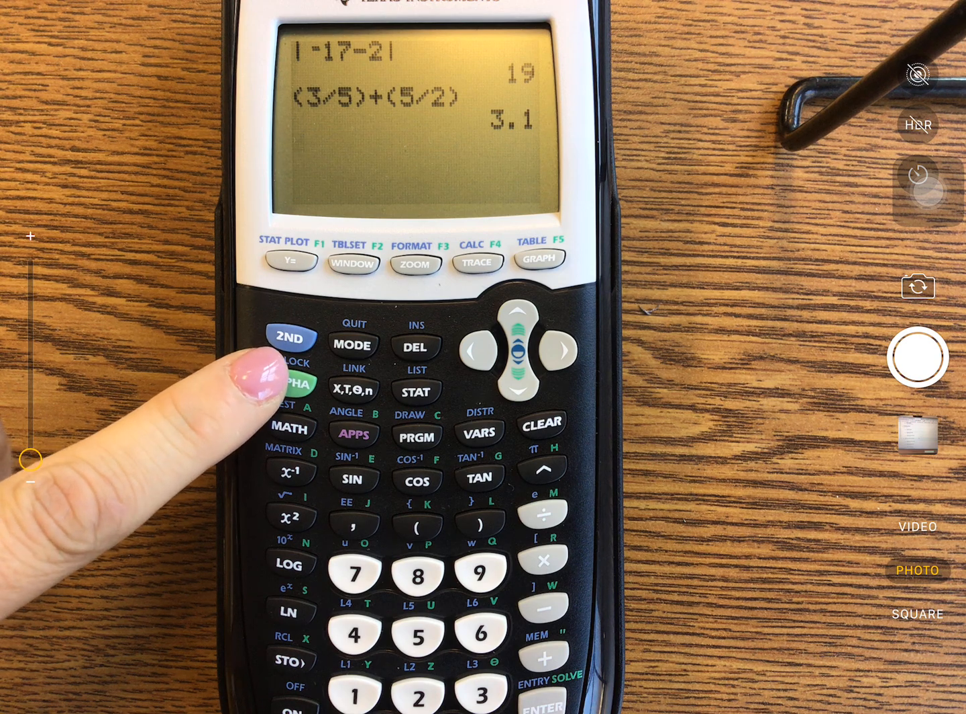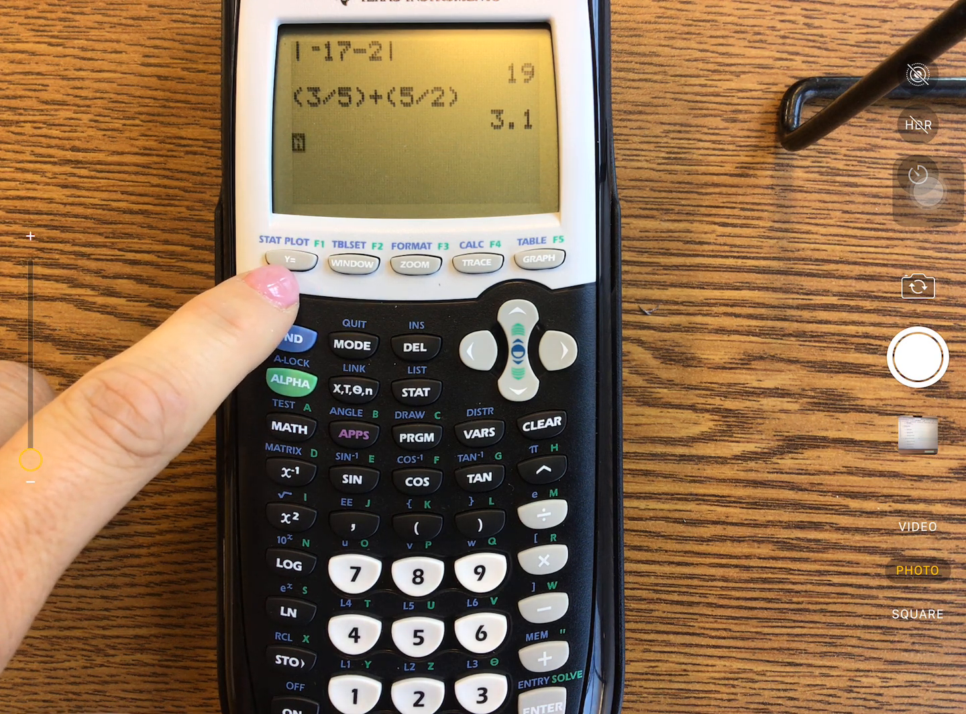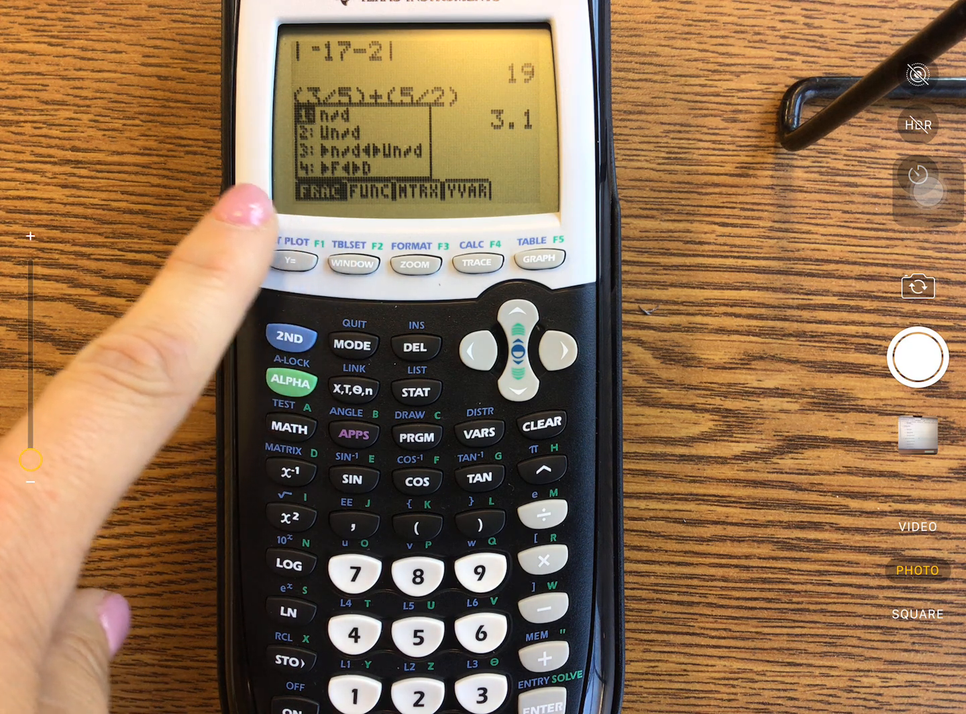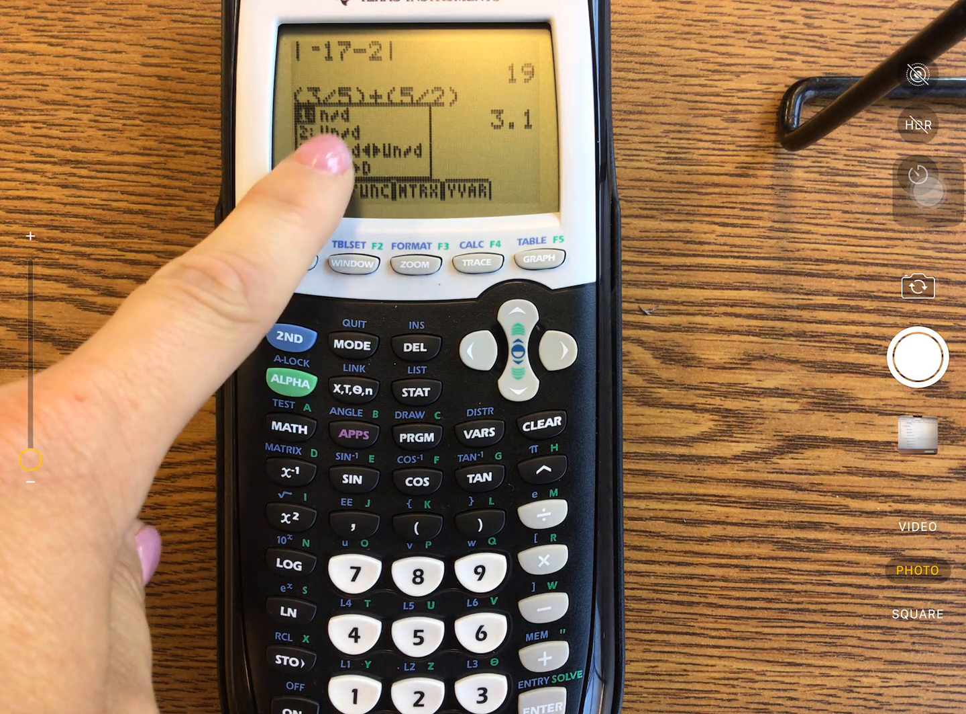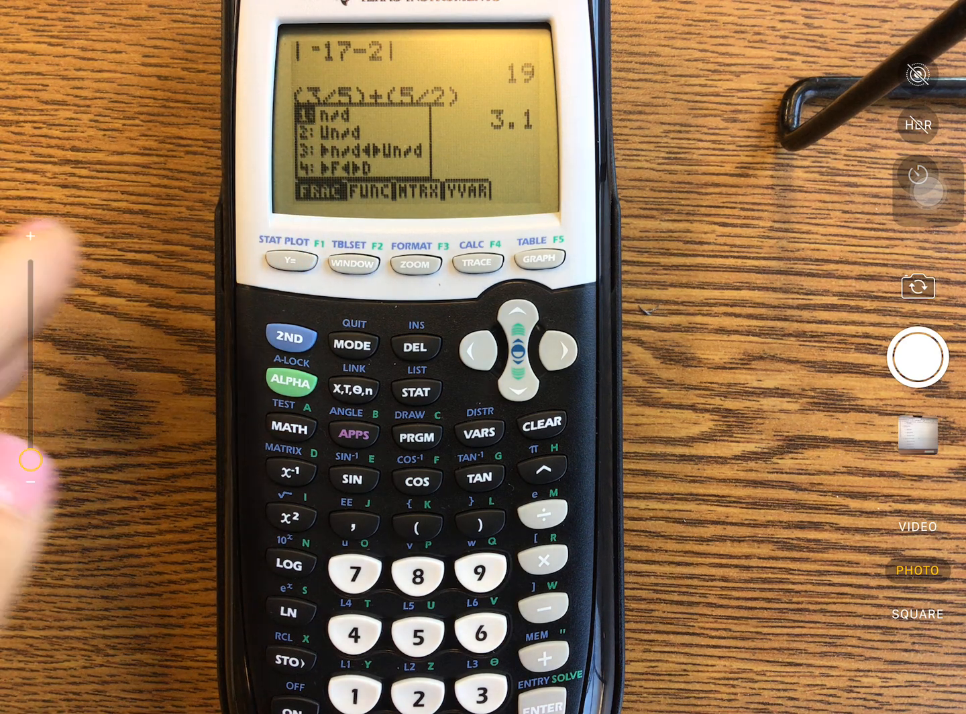So we go to the alpha and the y equals. So it's the button right here. Y equals is very light in white. And it brings up a menu. And there's tons of functions. We're going to stay on this first one. The number 1, it says n over d. That means numerator over denominator. That's just putting in a regular fraction.